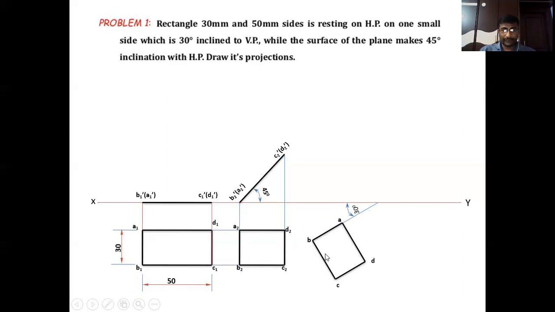Final top view after rotating, with the surface inclined at 45 degrees and the edge at 30 degrees. Combinedly, we will get the top view. Final top view is this. Clear, students? After getting the top view, project all the points vertically upward towards the above XY line, from all the points A, B, C, and D. Draw the vertical lines above the XY line, and draw the horizontal projectors from the second stage front view.